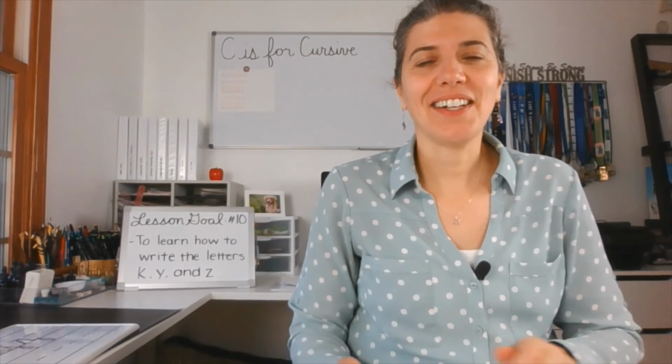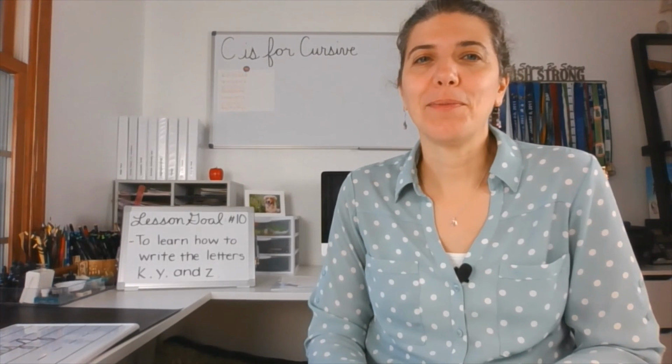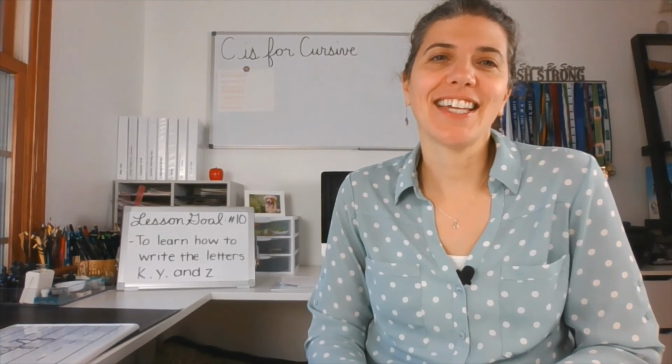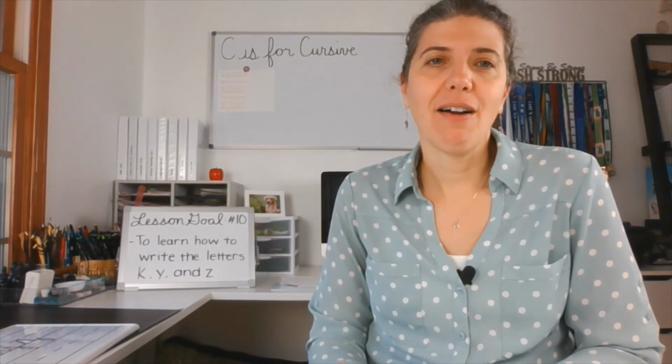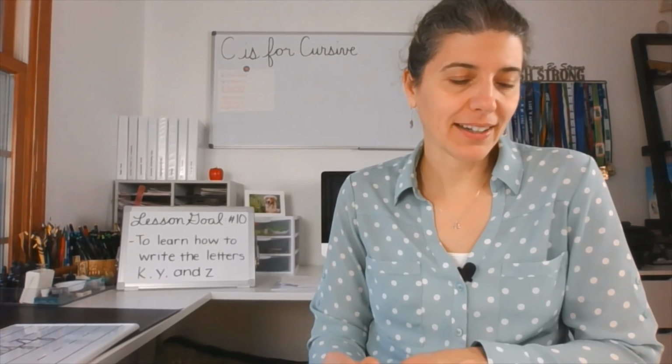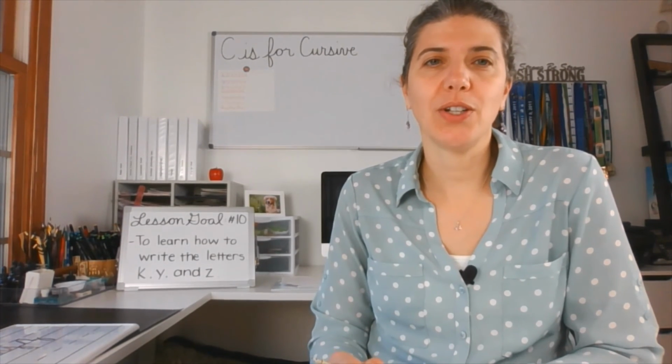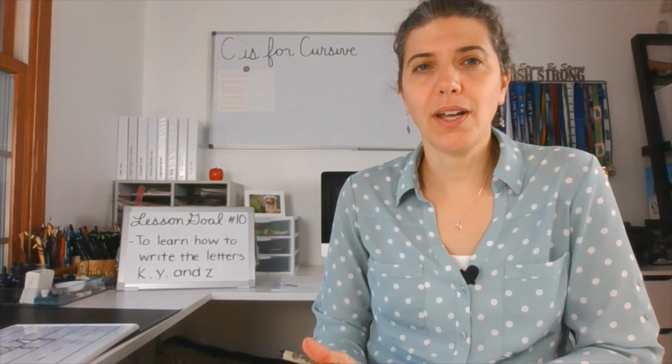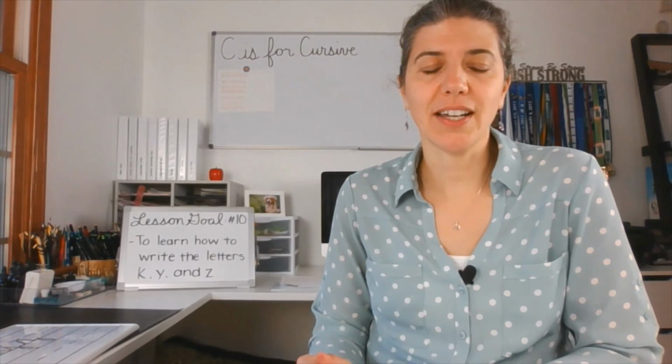All right, so that's a great job today. We have our lesson goal number 10 of writing the letters K, Y, and Z. I think together we did a lot of practice together, and you're going to continue on your sheet all on your own and connect them at the bottom, just like you've done.